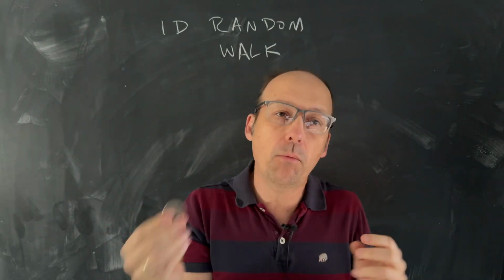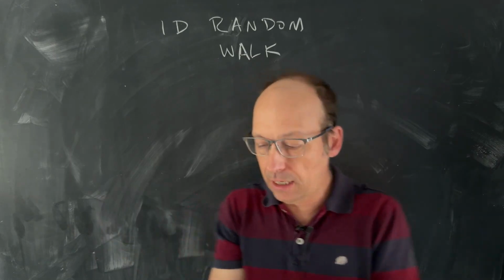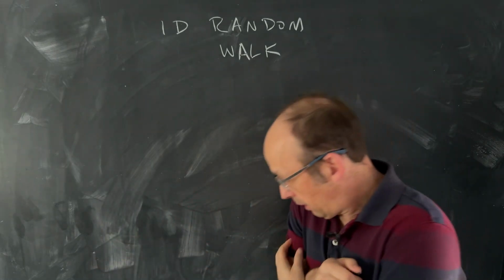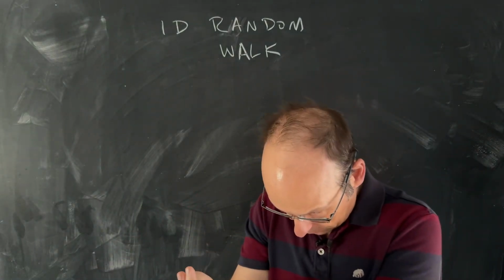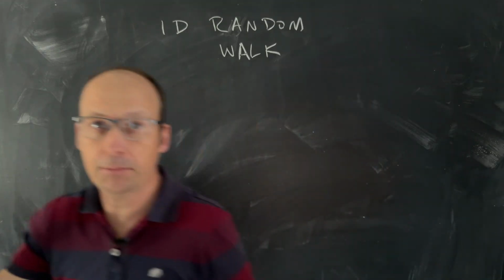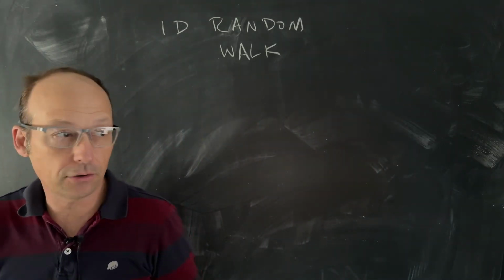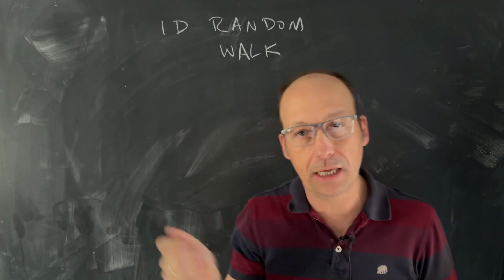So the random walk in 1D, let's imagine that I take this coin and then I flip it. And I catch it, and if it's heads, I move one step this way. If it's tails, I move one step this way. And I just keep doing that again and again and again.